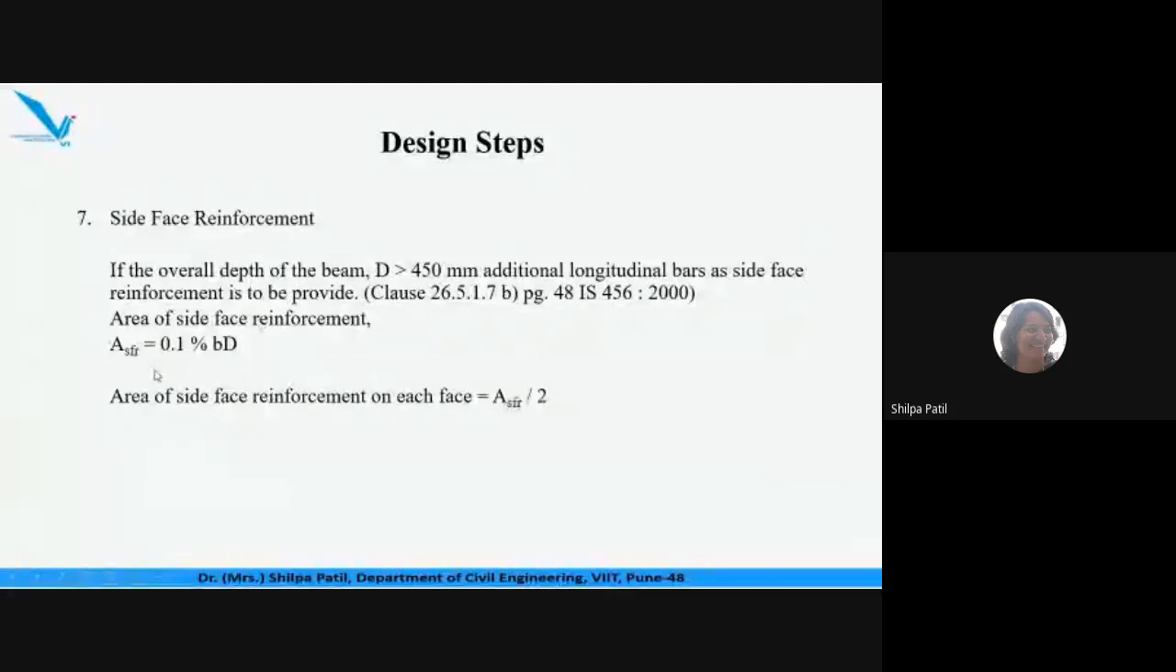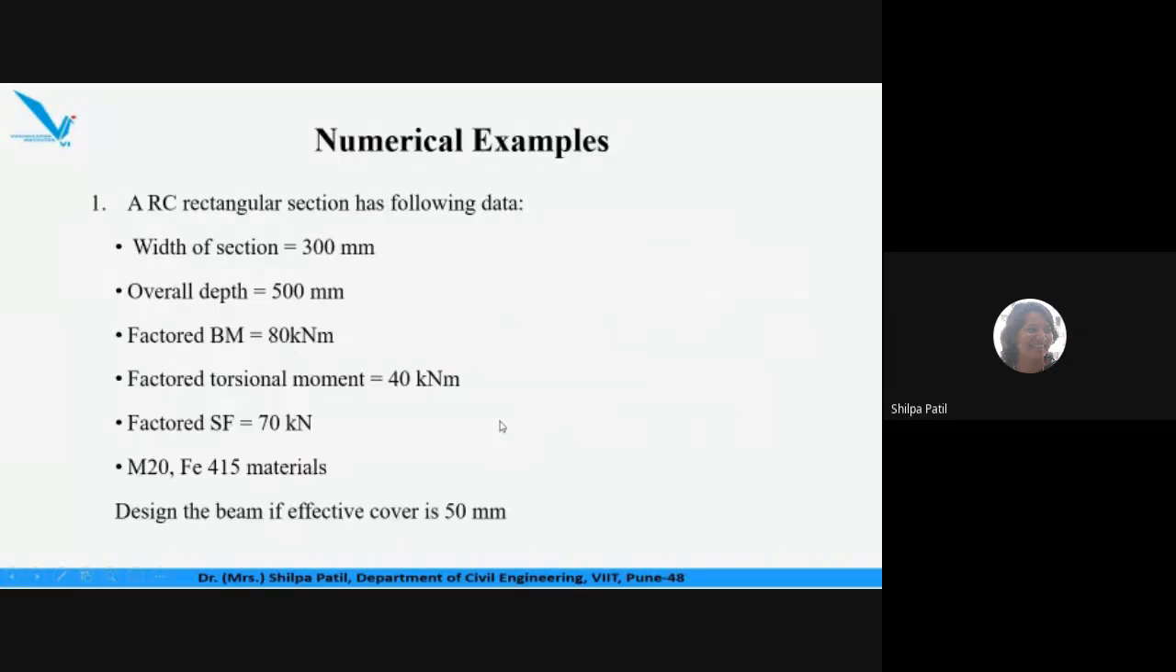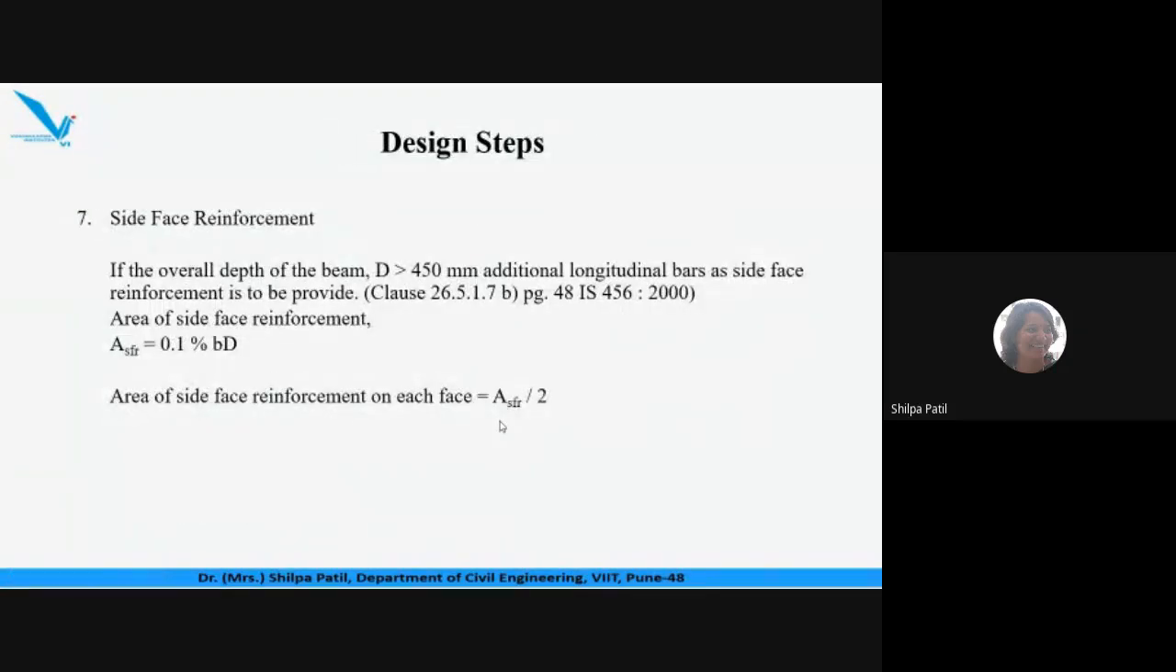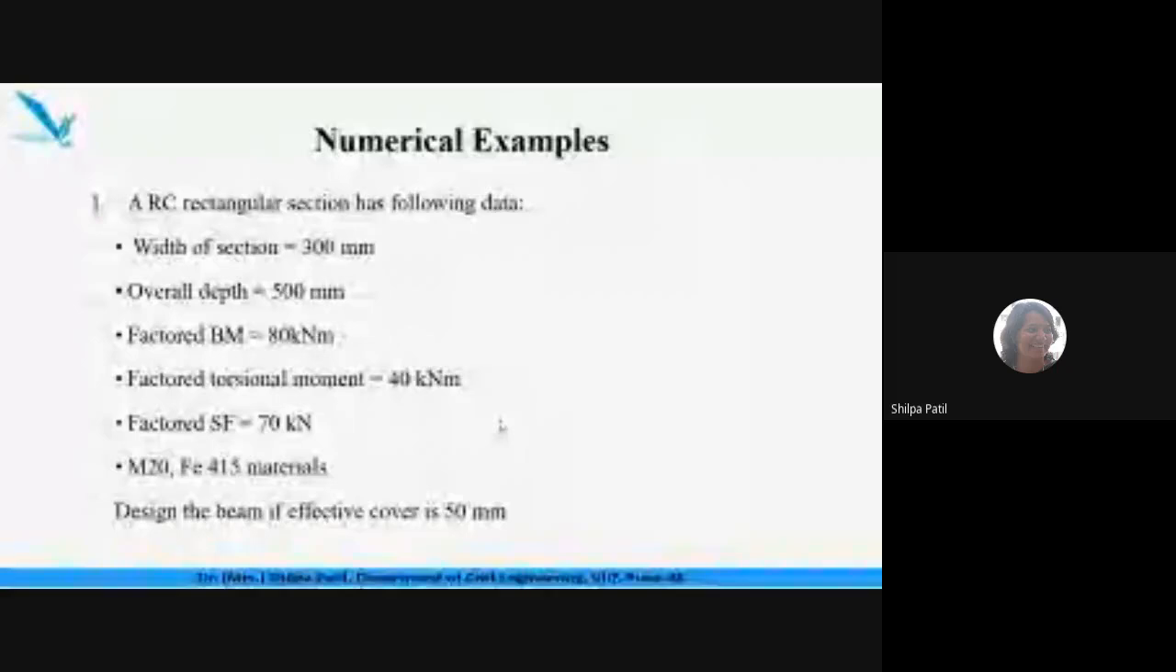It is calculated as 0.1% of the total cross-sectional area of the beam, and it is provided equally on both the faces. Okay. So these are the steps for design of torsion. I hope you have already noted this down in your notebook. Let us start with the problem statement. I don't remember whether you noted this down last time or not.